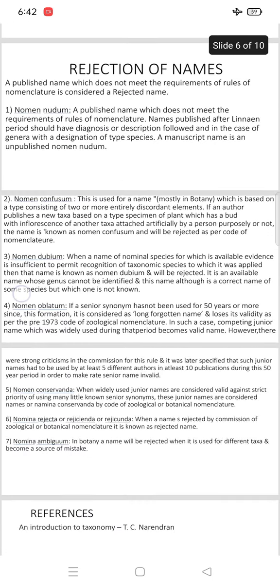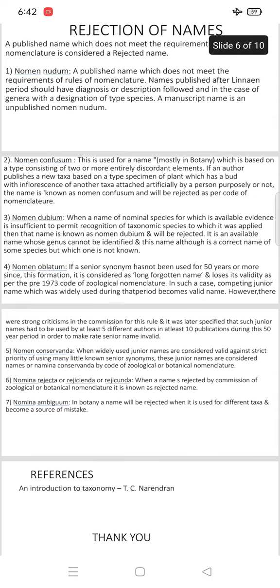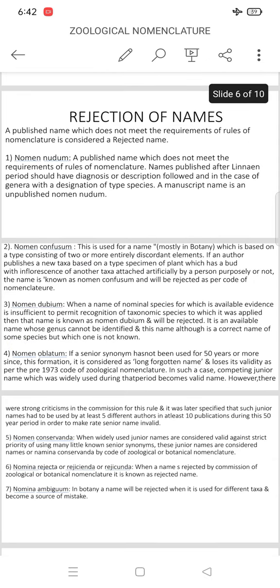Then the third topic is rejection of names. In the rejection of names, a published name which does not meet the requirements of the rules of nomenclature is considered a rejected name. Okay, then what is meant by a rejected name? A published name, the first published name, which does not meet any requirements of the rules of nomenclature is called the rejected name. There are 7 types of rejected names.